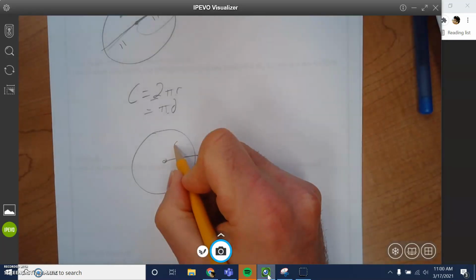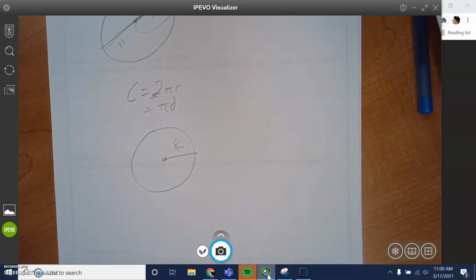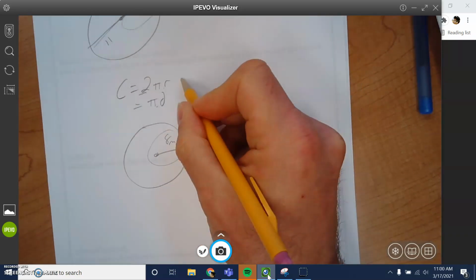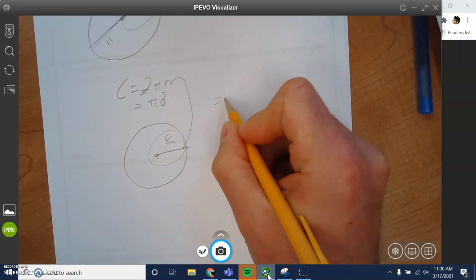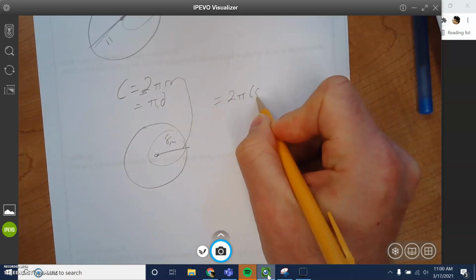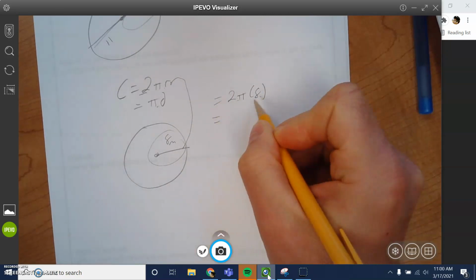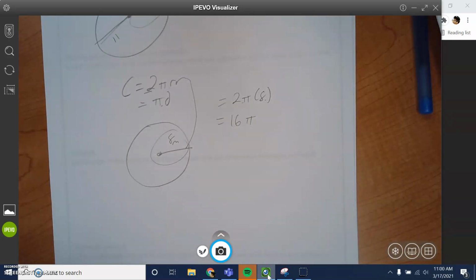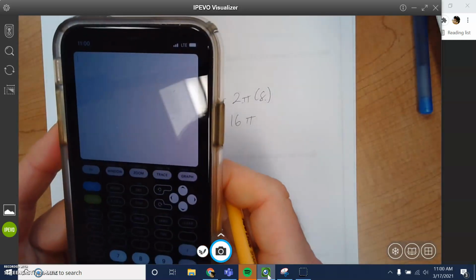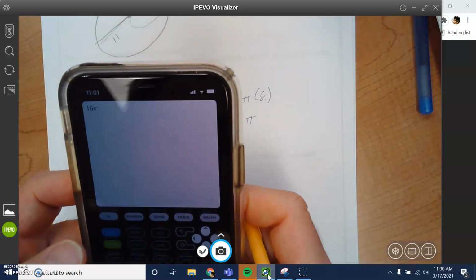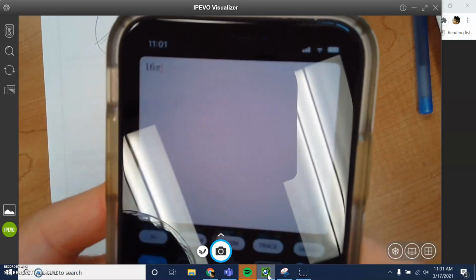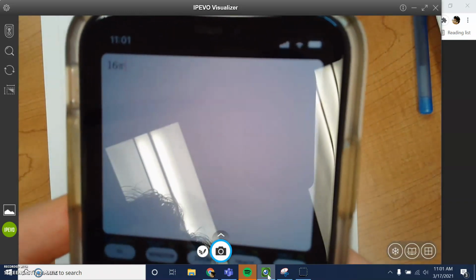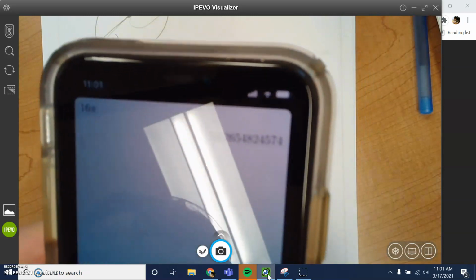Okay, so 8 meters right there. That's the radius, so I'm going to plug it in here. Circumference equals 2 times pi times 8. 2 times 8 is 16 times pi. So I'm going to go to the calculator, and I got 16 times pi. Boom.